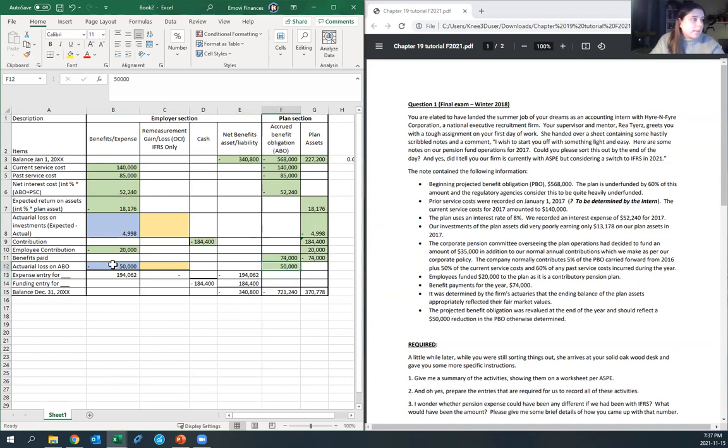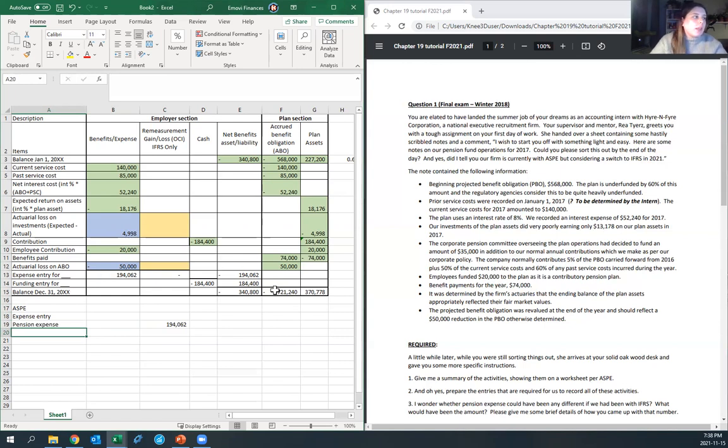So now we've done all the points. We've done the worksheet. So they're going to ask us to prepare the journal entries. This is under ASPE. So first we're going to have our expense entry. So it's pension expense for this amount, the 194.